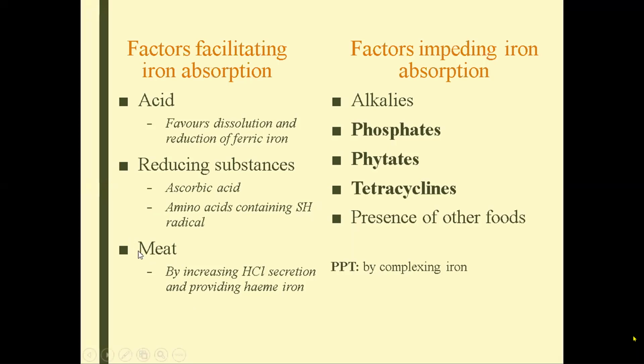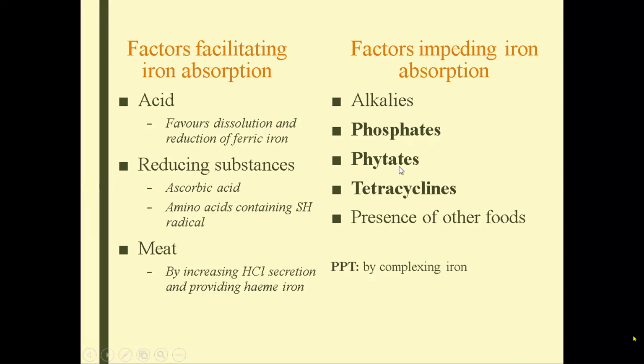Another is meat. Meat, one, contains heme iron itself. Meat also induces HCl secretion, and by increasing HCl secretion, since acid favors dissolution and reduction into the ferrous form, meat also enhances iron absorption. Whereas there are factors like alkalis, which do just the opposite and will inhibit absorption.